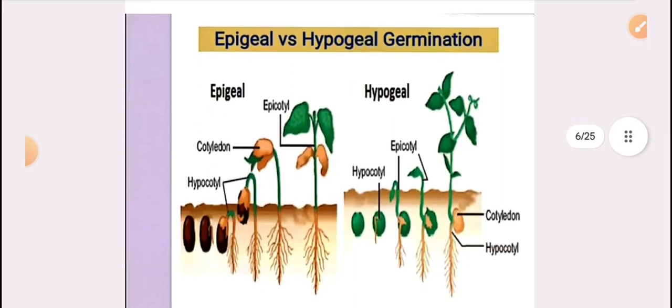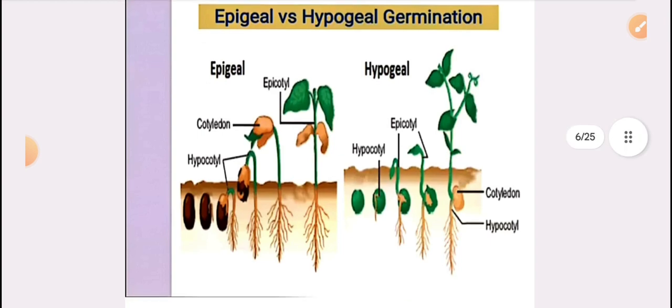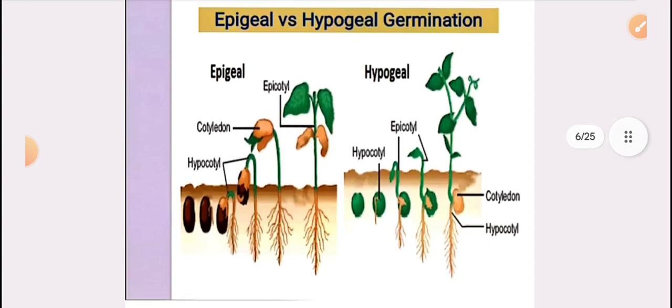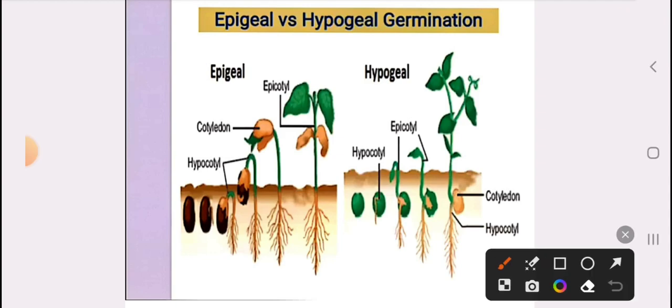This is the photograph which shows the difference between epigeal and hypogeal germination. In epigeal type of germination, we can see that the cotyledons come out above the ground surface. That's why it is called epigeal germination. And in hypogeal type of germination, the cotyledons remain present in the ground, that is below the soil.